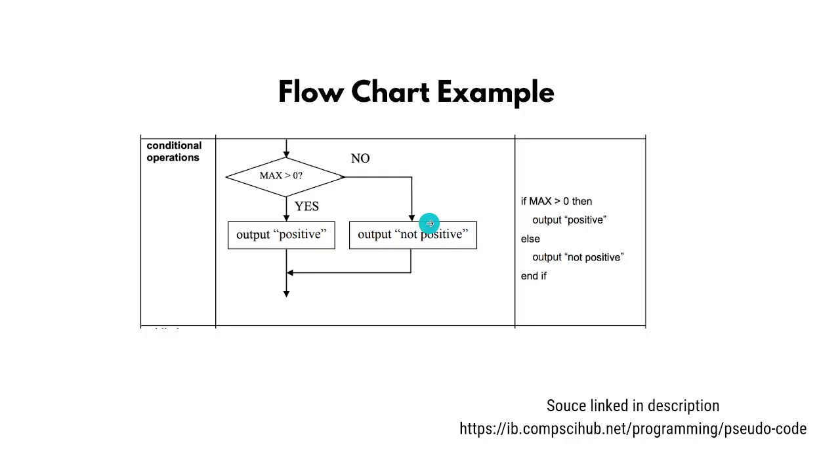So what this is doing is converting to pseudocode. If max is above 0, then the output should be positive, and if it's not, see it says no, it'll flow to output not positive. And it'll end here, and ideally this would flow back into a terminator.